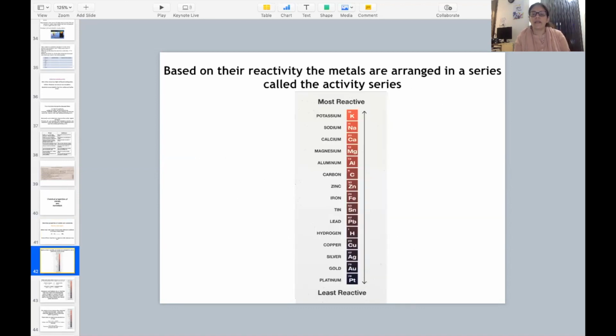What does activity series mean? Based upon their reactivity, the metals are arranged in a series which is known as the activity series. You can find the names and symbols of certain metals. These are the most reactive metals, and here on the lower side the least reactive metals are kept.